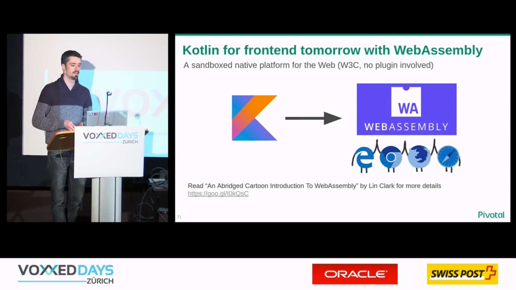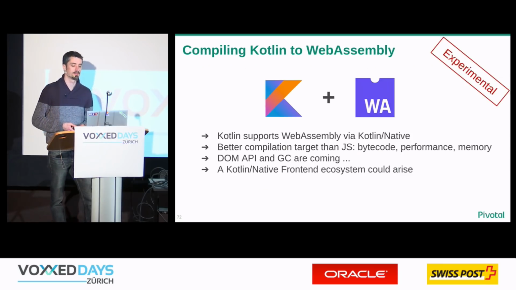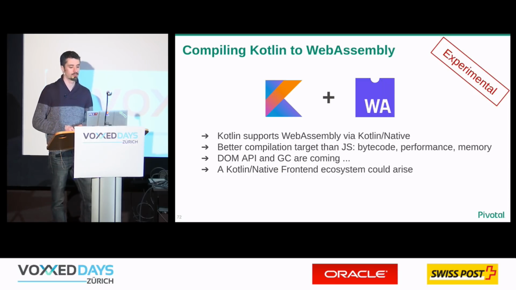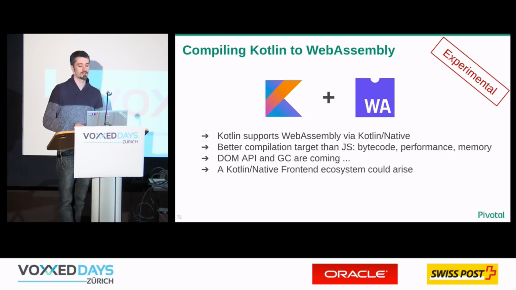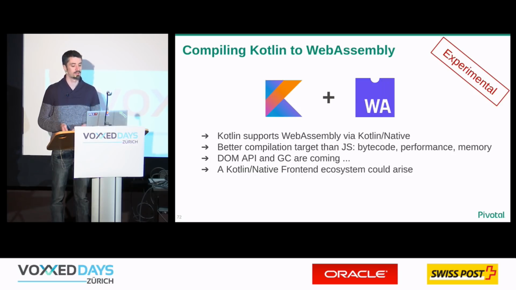But for the long term, I really believe in WebAssembly support. WebAssembly is a technology that allows running a sandboxed native platform for the web without any plugin involved. That's pushed by the W3C. You can see this very good introduction to WebAssembly by Lin Clark from Mozilla if you don't know the technology. And Kotlin supports WebAssembly. It's experimental via Kotlin Native because the LLVM toolchain can generate WebAssembly code. That could be a better compilation target than JavaScript because that's a proper bytecode. It's built for performance and low memory usage.